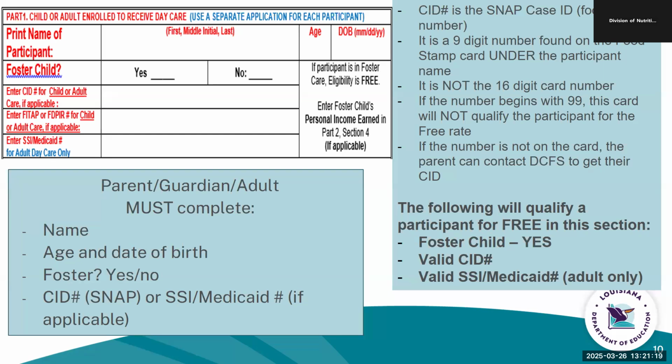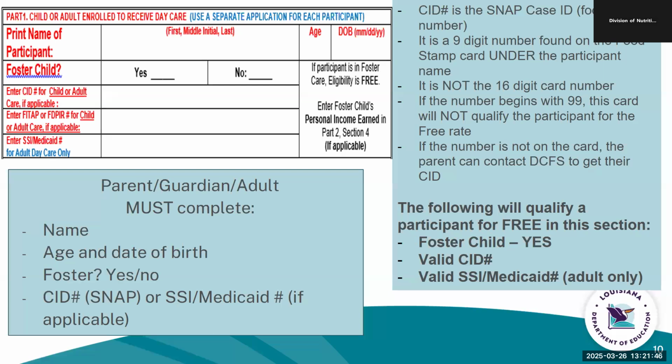One other thing is, we don't really see these a whole lot anymore because the pandemic is over. But if they're still trying to give you a card that begins with the number 99, the two 9s, that was for the pandemic. And that will not qualify the participant automatically for the free rate. They would have to go ahead and list their income.